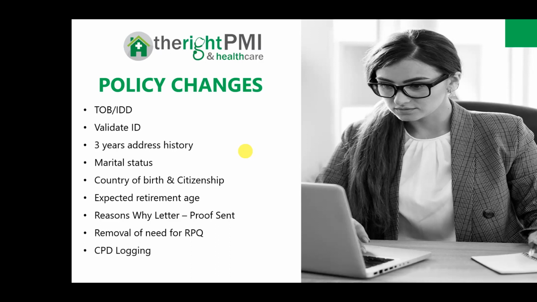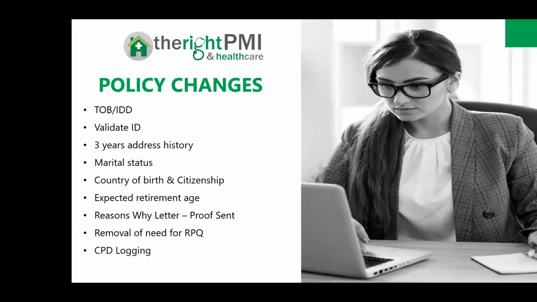We need to validate ID. And I'll go through some reasons as to why in a second, but we need to validate ID in all cases. So we need to make sure that when we're talking to our clients, we've got 3 years address history, we understand the marital status, whether it's single, joint, we understand the country of birth and their citizenship. Expected retirement age, I believe, is going to be removed, but at the moment, it's still part of that. And then we need to make sure that we're running the ID check.